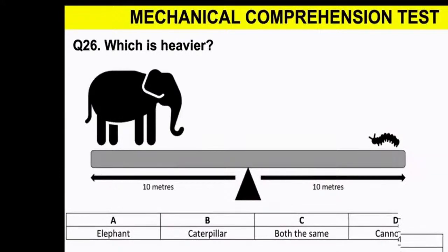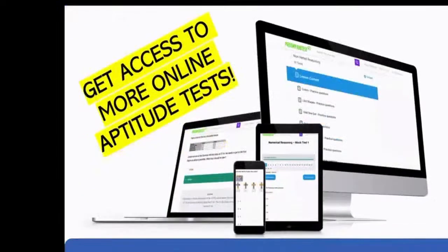26. Which is heavier? Is it A, an elephant, B, caterpillar, C, both the same, or D, cannot say? Now you'll see that the elephant and the caterpillar are on a seesaw here, and that's the pivot, and that's the distance there. That is an important part of the question. Here's your timer. You have the time it takes the timer to go down to come up with your answer. Here we go. And I hope you didn't get caught out by that one.